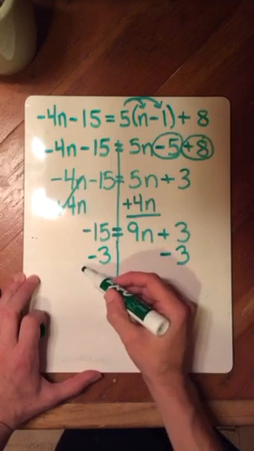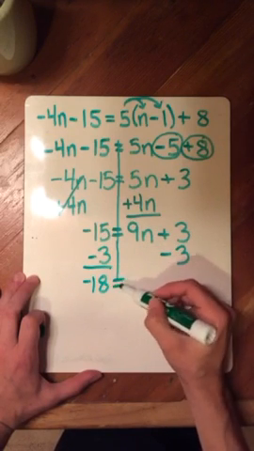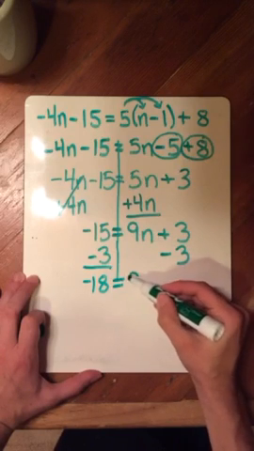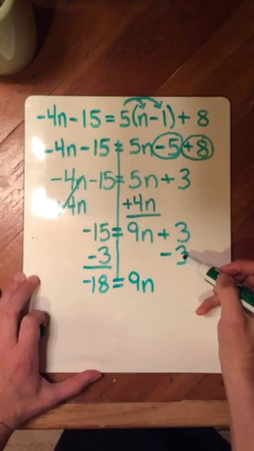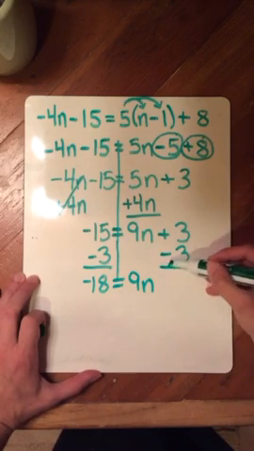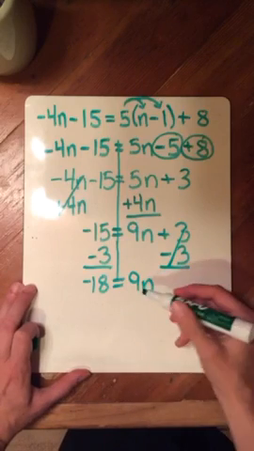Negative 15 minus 3 is negative 18. I'm going to bring down the 9n because I haven't used it yet. And positive 3 and negative 3 equals 0, so cancel it out. And the last step is to divide by 9.